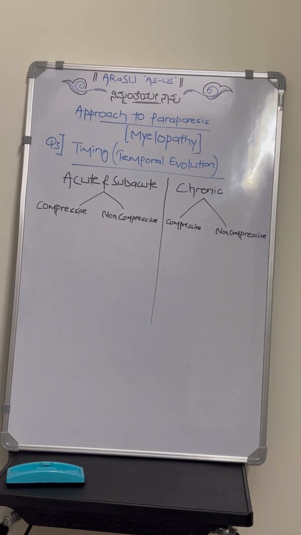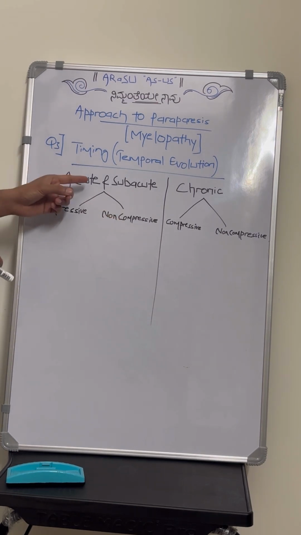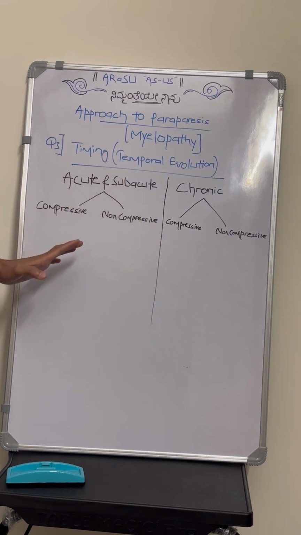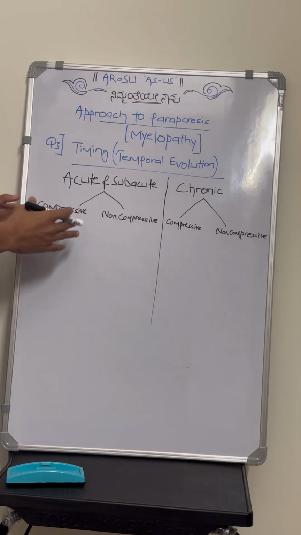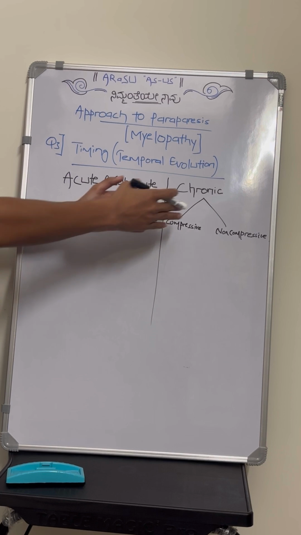So the next question is about the timing, that is, the temporal evolution we have to observe. We have to assess the duration of the symptoms the patient is complaining of. Based on that, especially in case of spinal cord lesion, we will divide it into acute and subacute duration, or chronic. Again, in both we will divide it into whether it is compressive or non-compressive. Again, in chronic, compressive or non-compressive.